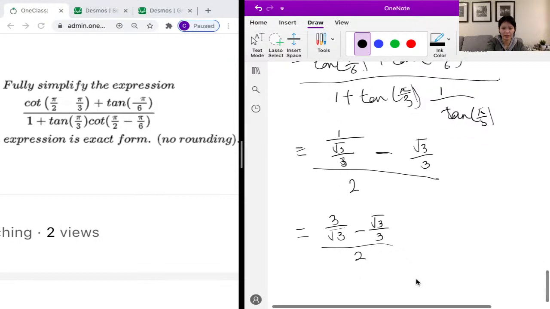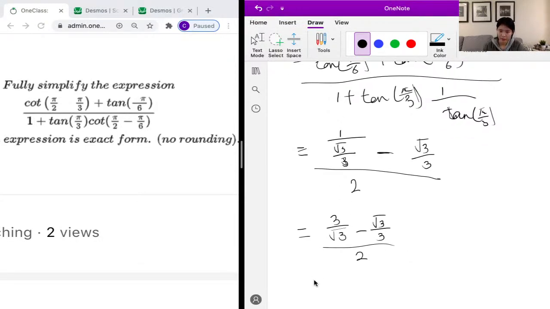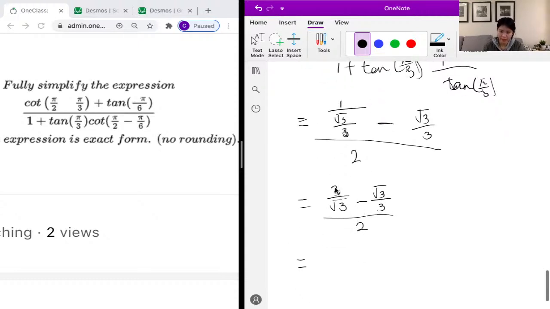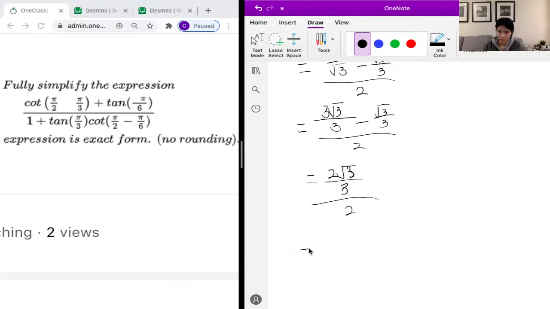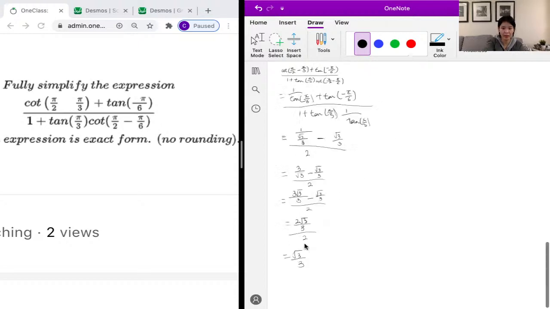And let's do some further simplification. If we multiply both the numerator and the denominator by root 3, for this number we get 3 root 3 over 3 minus root 3 over 3, all over 2. Then we have 2 root 3 over 3 on the numerator, and we have 2 on the denominator, which leaves us with root 3 over 3. And that is the final solution for this problem.